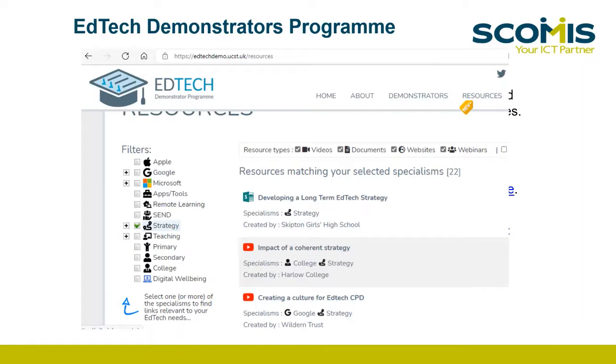Links to resources created by the EdTech demonstrator schools can be found in the DfE benchmarking document. Resources are from a mixture of Google and Microsoft schools, as well as a mixture of primary, secondary schools and colleges. I would encourage schools to access these resources, as they are provided by real educators and school leaders. As such, they often contain lots of helpful ideas for things that have worked in real-life situations.